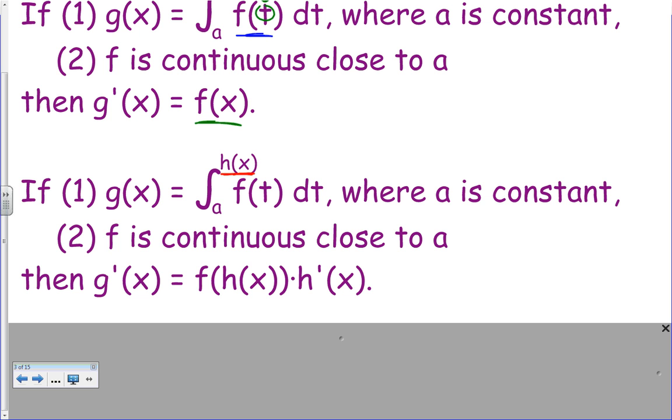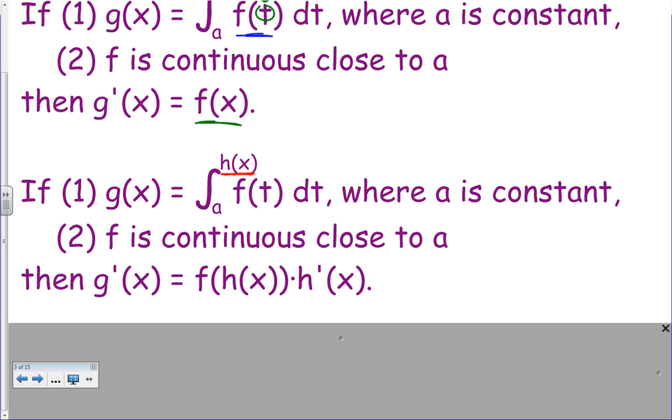So let's see how that changes this. We say if g of x is equal to the integral from a to h of x of f of t dt. So h of x could be 2x or x squared plus 1 or sine of x or whatever. It's some function of x up there, where a is a constant.